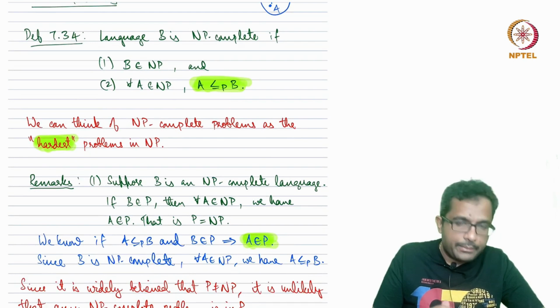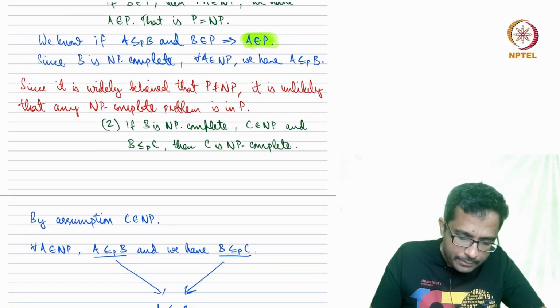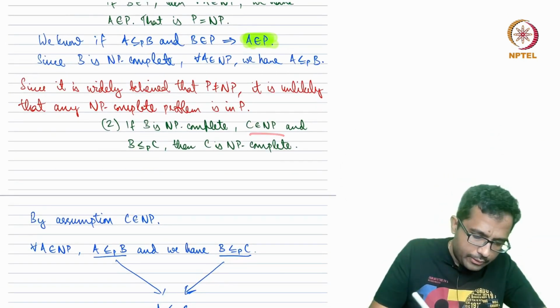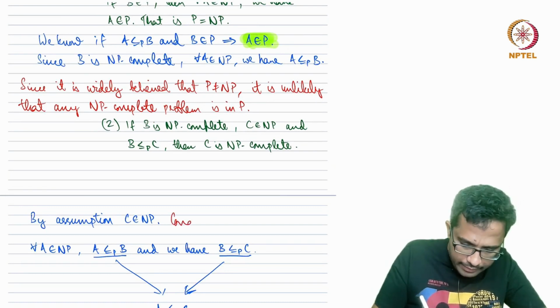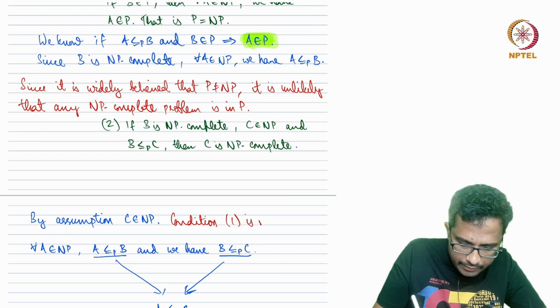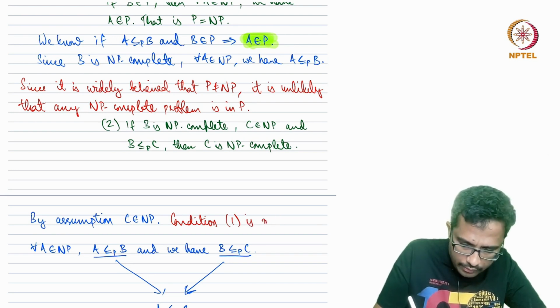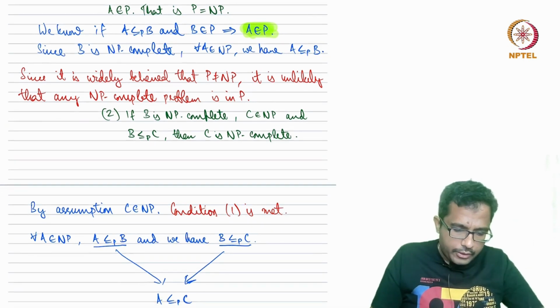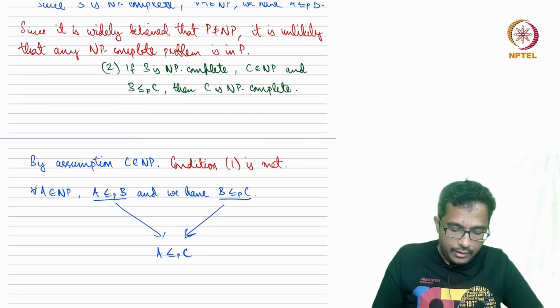Basically, to show that C is NP complete, we need to show two things. One is that C is in NP, and the other is that all the languages A in NP reduce to C. By assumption, C is in NP, so condition 1 is met. Now we have to show condition 2: for all A in NP, A reduces to C.